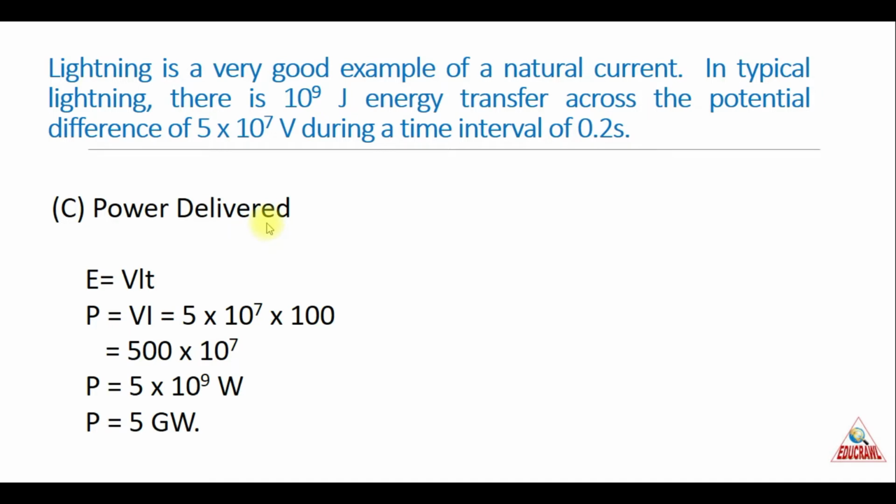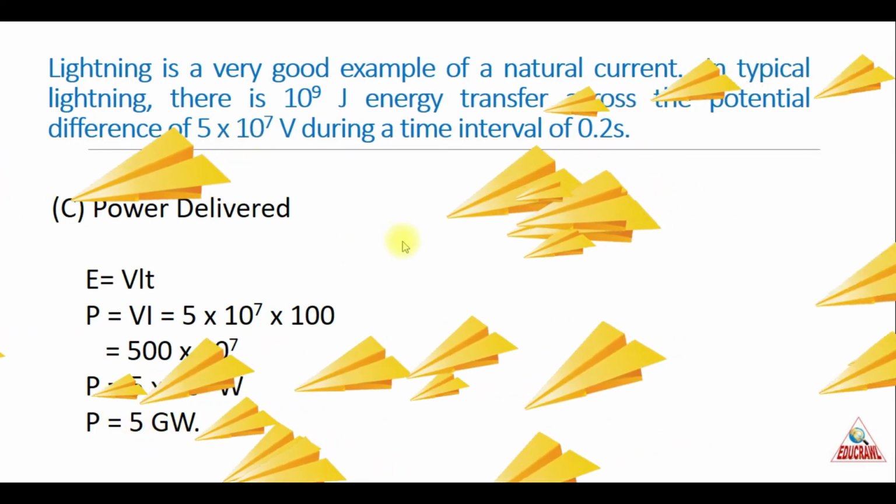Next, the power delivered. Power is equal to, we know the formula, V into I. The V value is given as 5 into 10 power 7 volt. The I value we have now got as 100 ampere. So multiplying, we get the answer as 5 into 10 power 9 watt. This is the power. 10 power 9 is giga. So power is equal to 5 gigawatt.